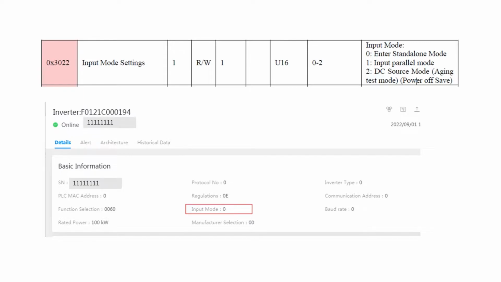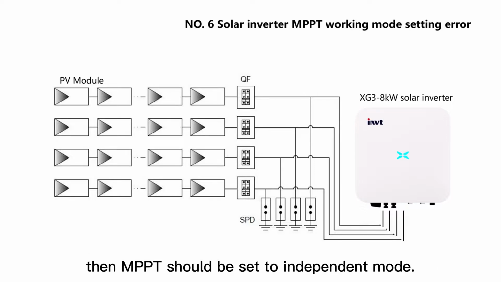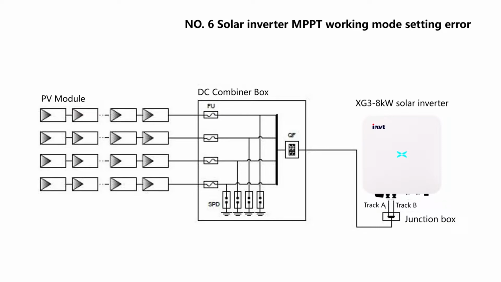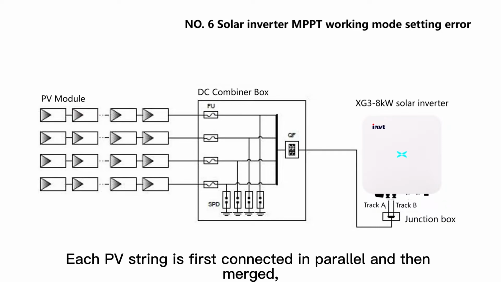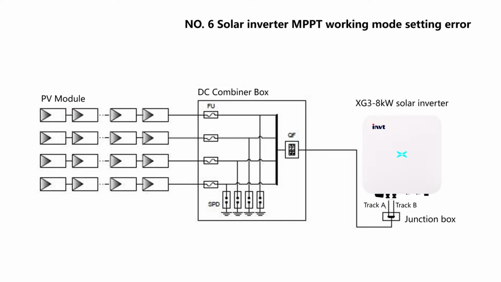As you can see from the picture, each PV string is independently connected to the solar inverter. Then, MPPT should be set to independent mode. And this picture shows each PV string is first connected in parallel and merged, then connected to the solar inverter, so the MPPT should be set to parallel mode.